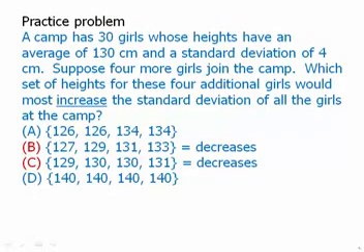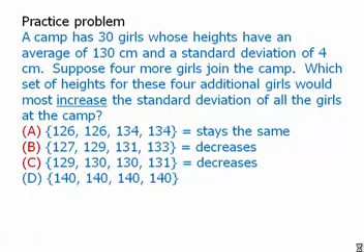Very interesting, if we look at A, there we have deviations of -4, -4, 4, and 4. All 4 of those numbers are exactly 1 standard deviation away from the mean. So in fact, adding those 4 girls will keep the standard deviation at exactly 4, because we're just adding more deviations of the same value. So that's going to stay the same, and so that's not an increase.